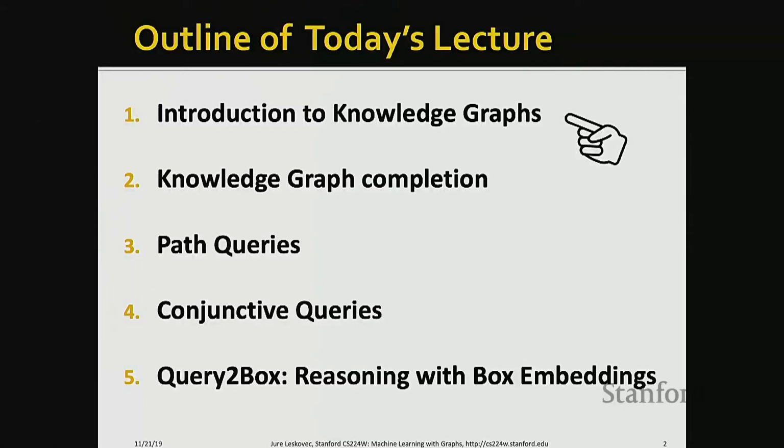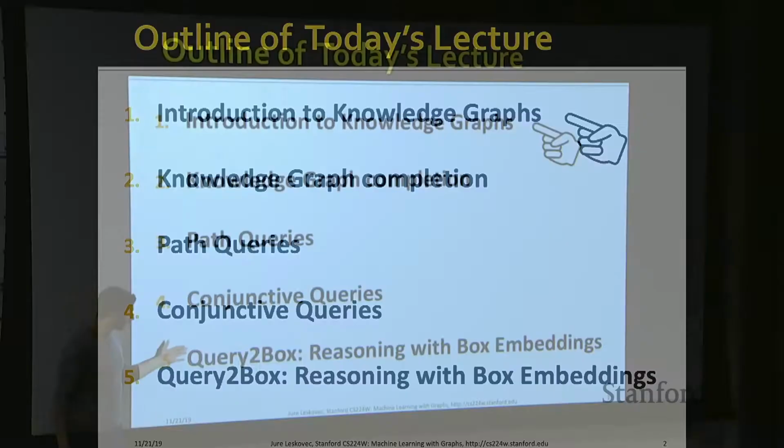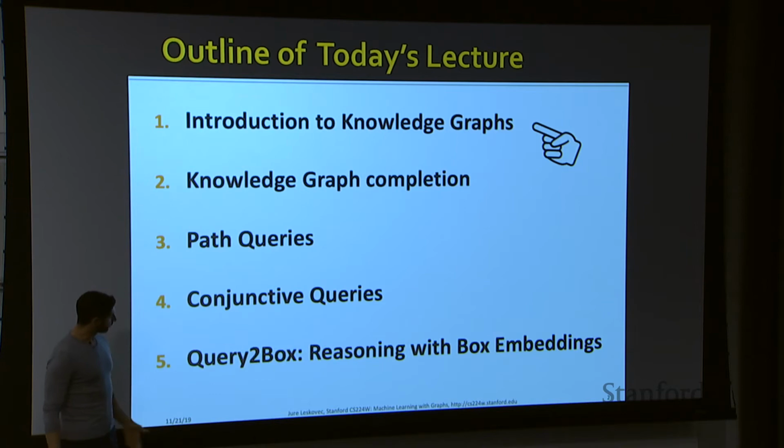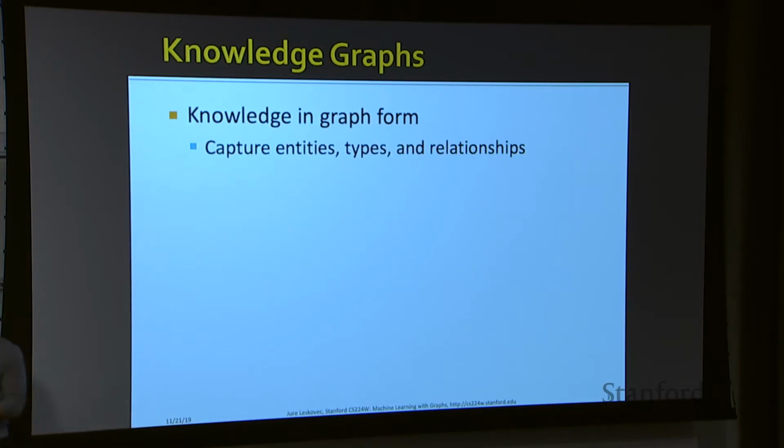Hopefully we're going to be able to go through all this material. I'm going to give once again a brief intro about knowledge graphs. Then we're going to be talking about the problem of why it's important to complete them. Then we go through a couple of classes of very important queries, path queries and conjunctive queries. And then we end with a brand new paper coming from our group called Query to Box, which will allow us to reason over the knowledge graph through box embeddings, okay? So this is our rough outline.